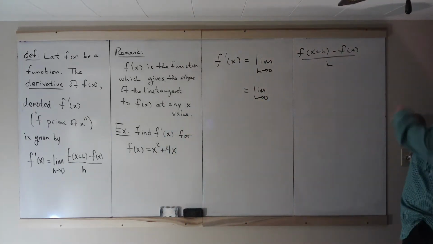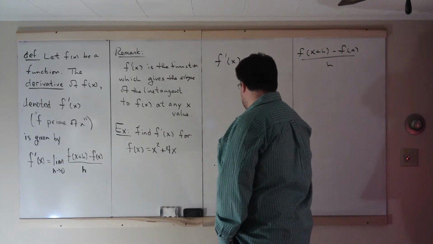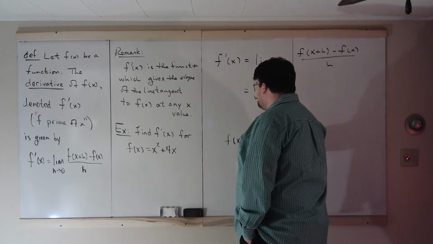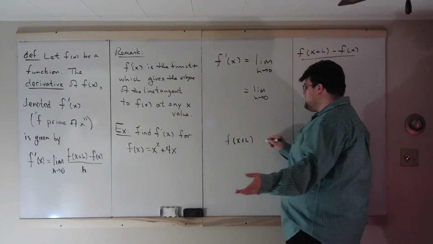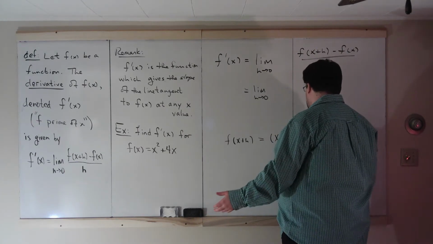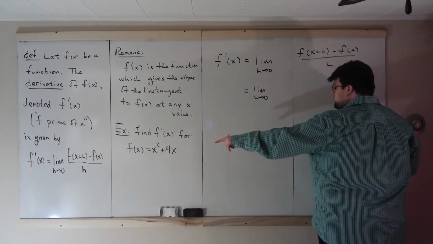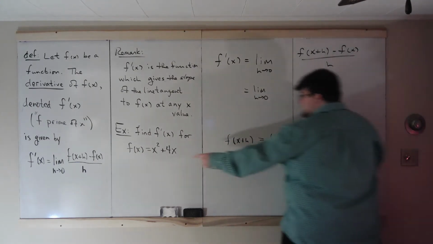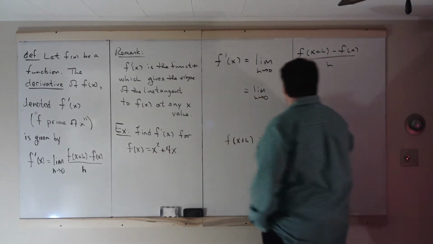We haven't taken the limit yet. What is f of x plus h? Well, I'll write it here as a side work thing, and then I'll erase it. Take our given function, replace all x's with x plus h. So our given function is x squared plus 4x. So f of x plus h would replace all x's with an x plus h. So we have x plus h squared plus 4 times x plus h. So that's f of x plus h.